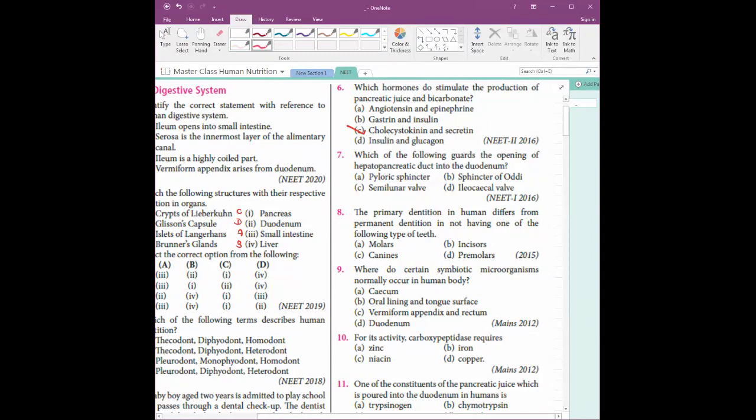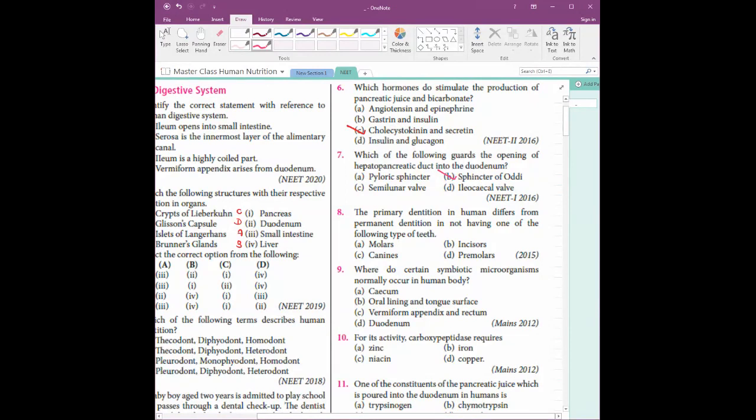Next one goes to Tanishka. Which of the following guards the opening of the hepatopancreatic duct into the duodenum? Once again, a straightforward question, guys. And even if you don't know, you can still get it. We said there is this common opening, which is called the sphincter of Oddi. Very nice, everyone who answered.